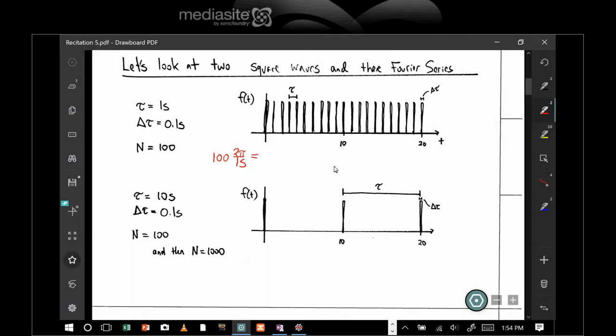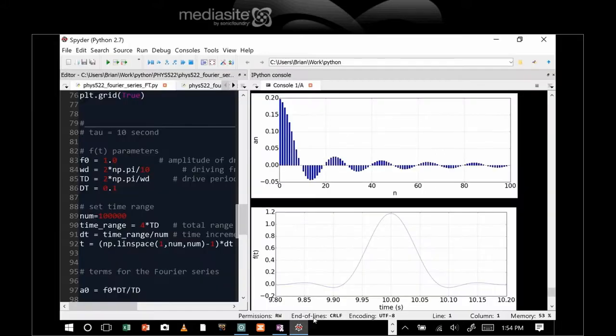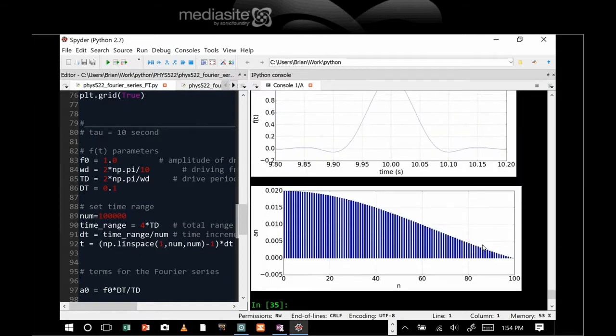However, if I do the same thing here, 100 times 2 pi divided by 10 seconds, notice I'm going to get a tenth of what I had before. That is shown in this graph. Even though I have the same number of frequency components, my spectral range is smaller. My spectral range is n times omega, and for the first case, omega is 2 pi, a bigger number than in this case, where omega is 2 pi divided by 10. So even though we have the same number of spectral components, our spectral windows are totally different.